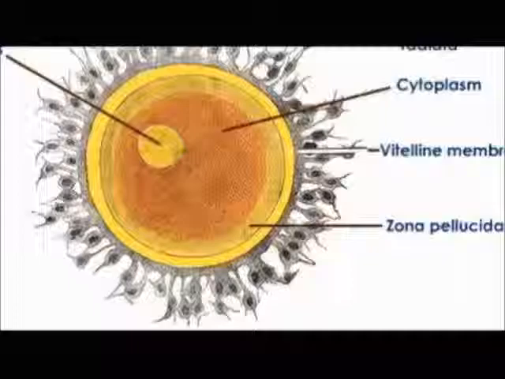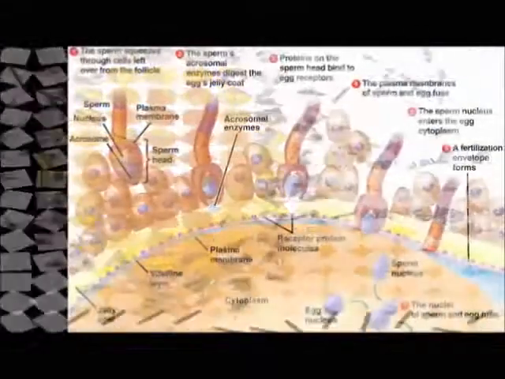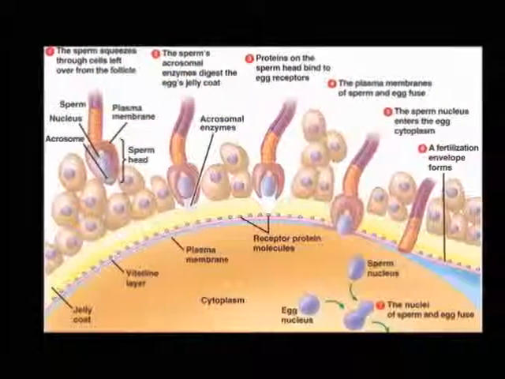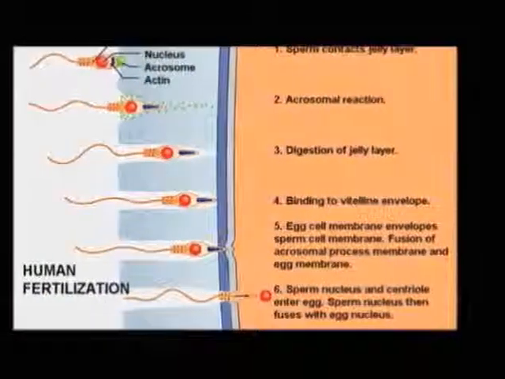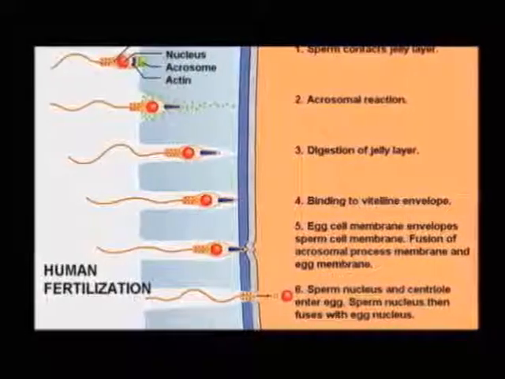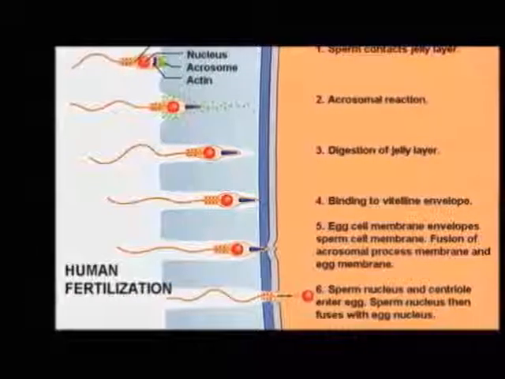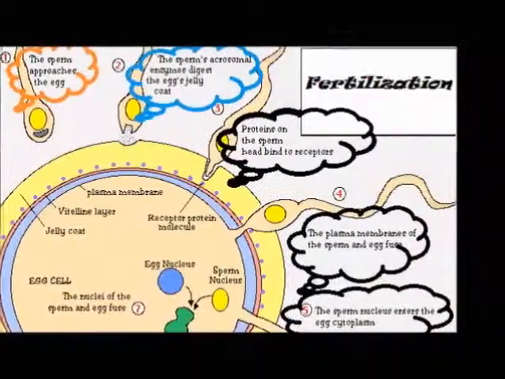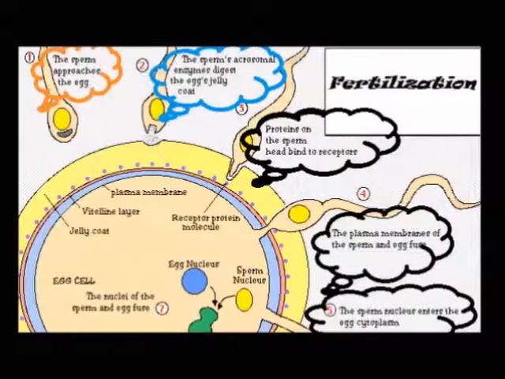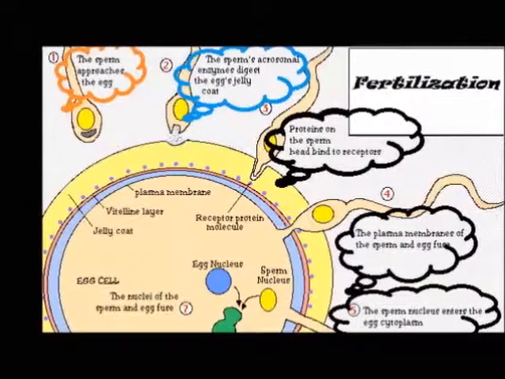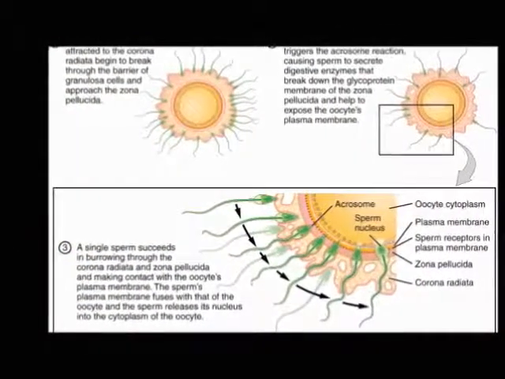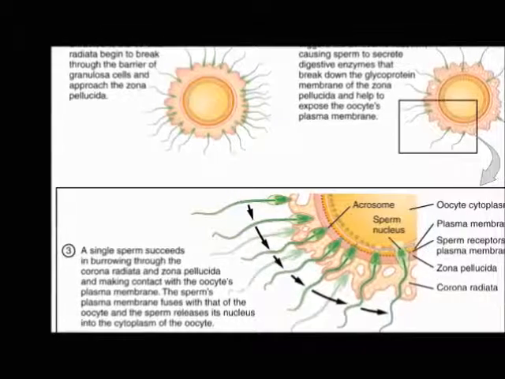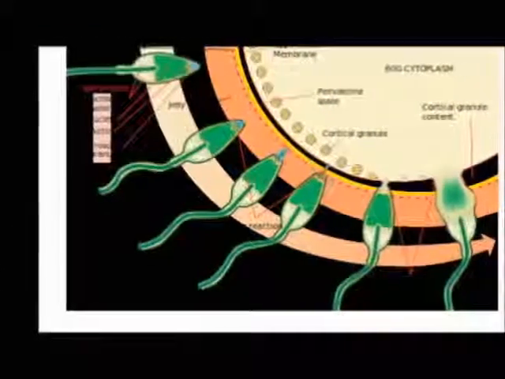The binding of the sperm to the zona pellucida induces the acrosomal reaction, which causes the acrosomal vesicle in the head of the sperm to release hydrolytic enzyme. This enzyme digests a pathway through the zona pellucida and the sperm reaches the plasma membrane of the secondary oocyte. Penetration of the sperm through the zona pellucida leads to fusion of the sperm and oocyte plasma membranes.